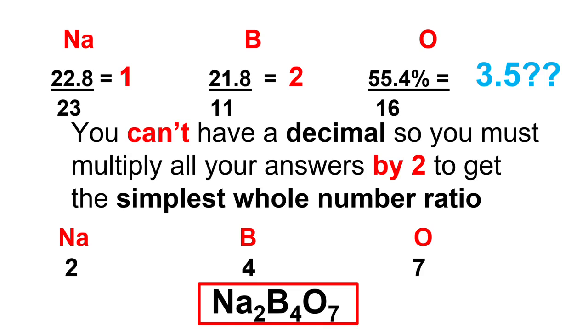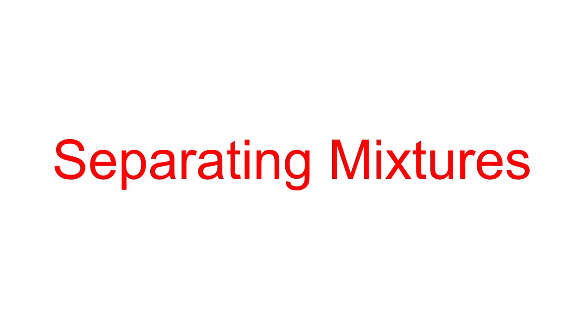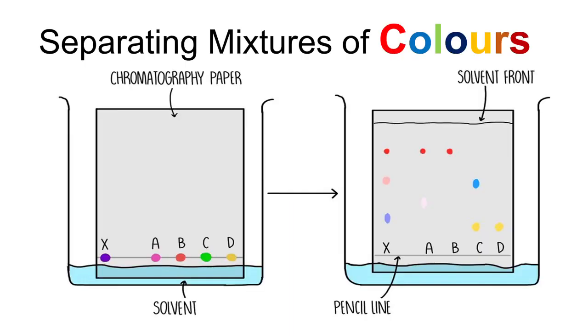So 1 times 2 is 2, 2 times 2 is 4, and 3.5 times 2 is 7, which gives you the overall formula Na2B4O7. That's why it was a 5-mark question, because you have to double everything up. Next we're up to how do we separate mixtures. The first one is chromatography, separating mixtures of colors. Now this is more paper 2, topic 8, but you do need to know the basics in topic 1, okay?